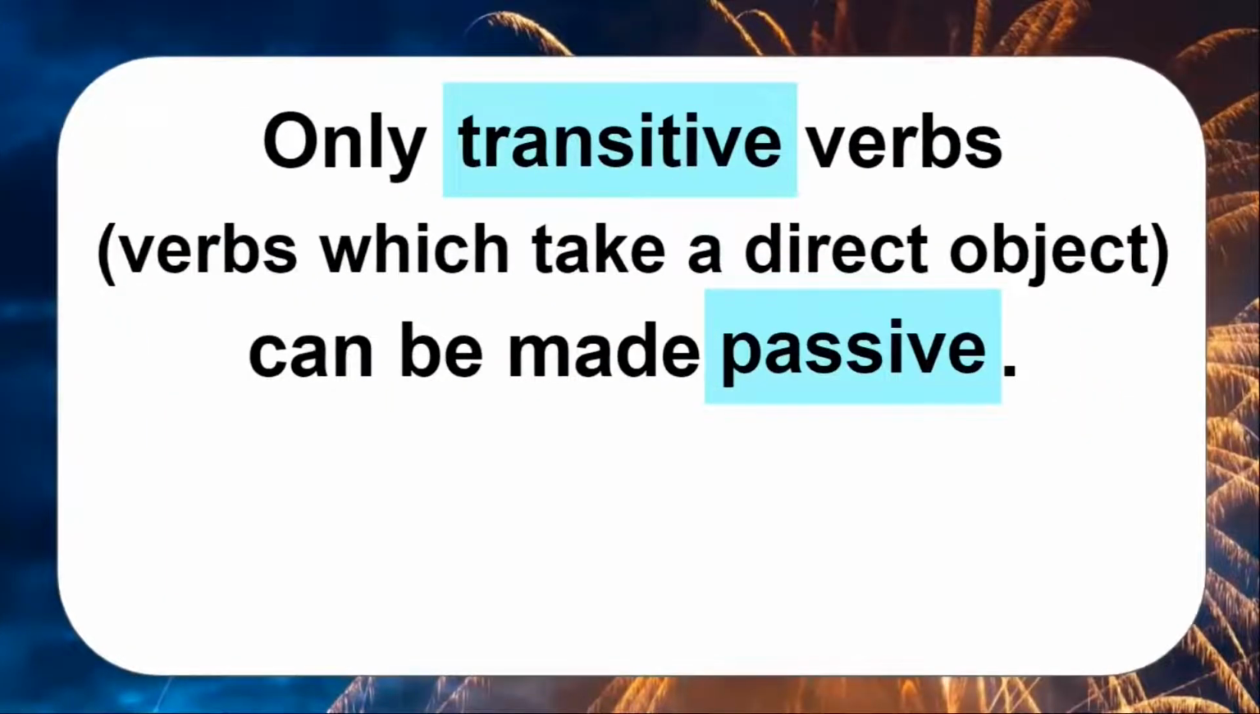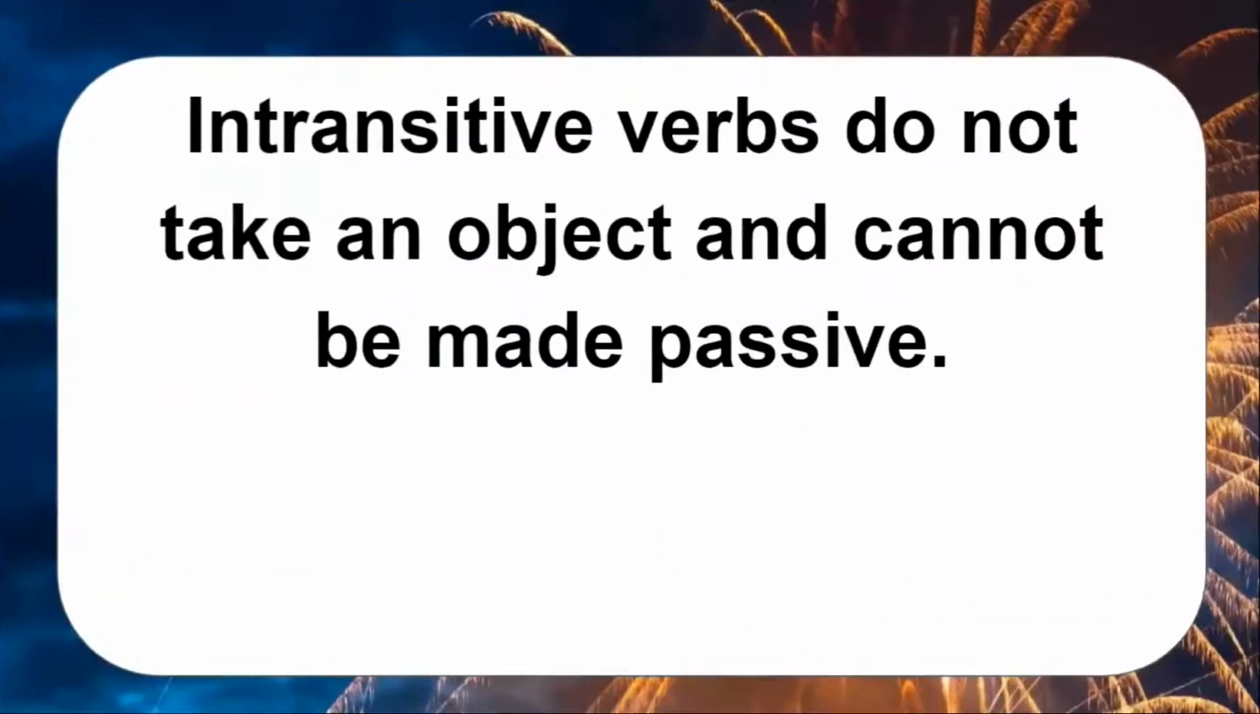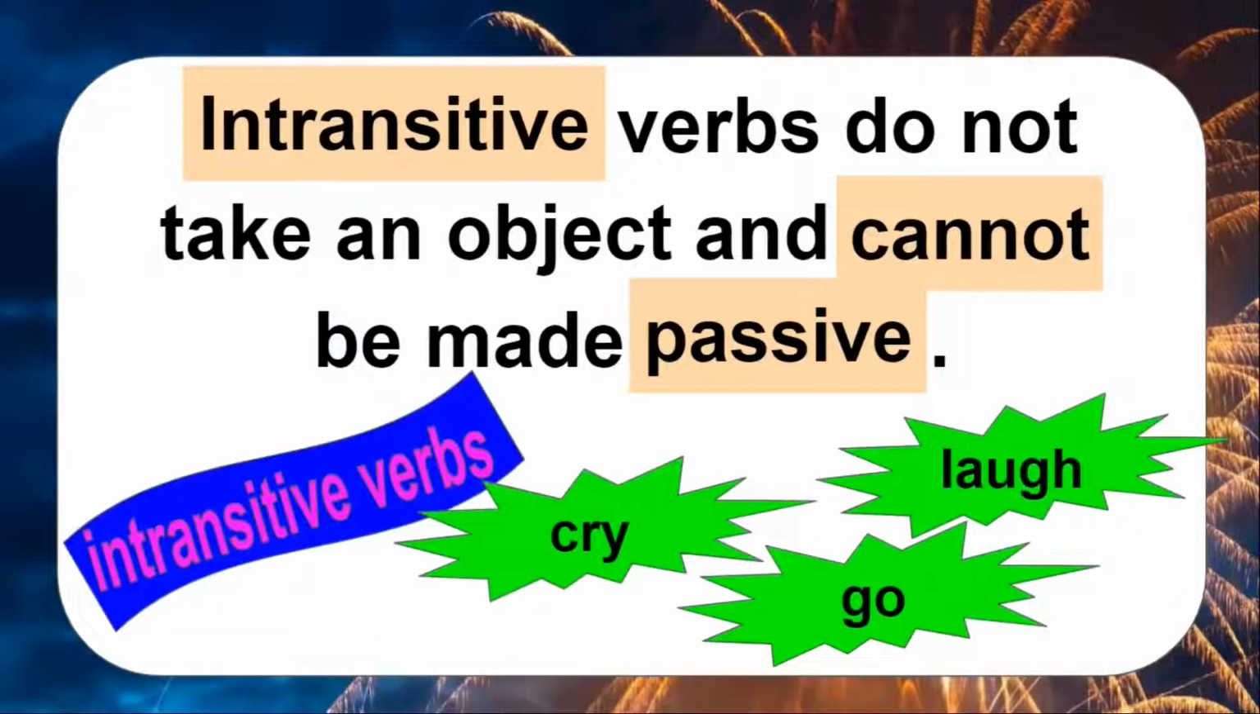Only transitive verbs, verbs which take a direct object, can be made passive. Some examples of transitive verbs are break, make, buy. Intransitive verbs do not take an object and cannot be made passive. Examples of intransitive verbs are cry, go, laugh.